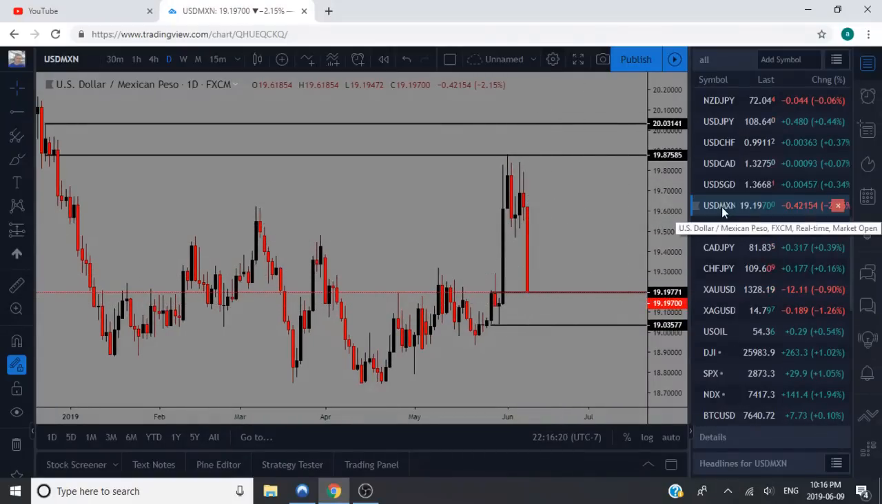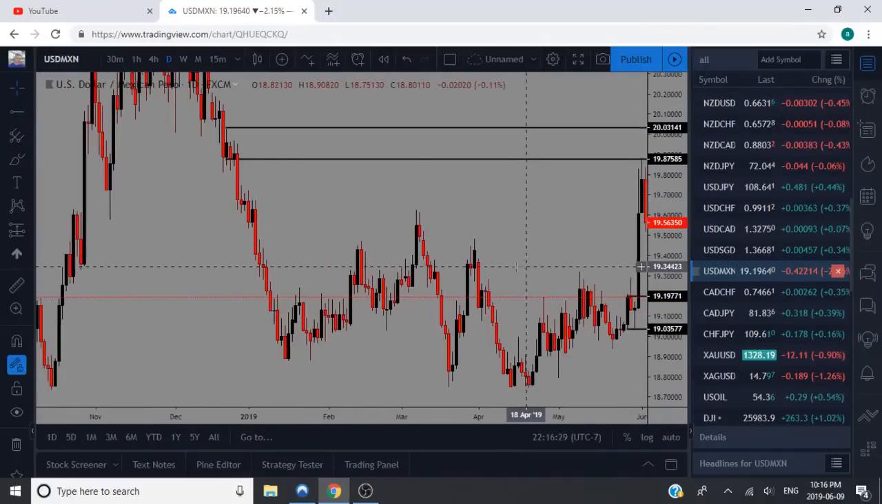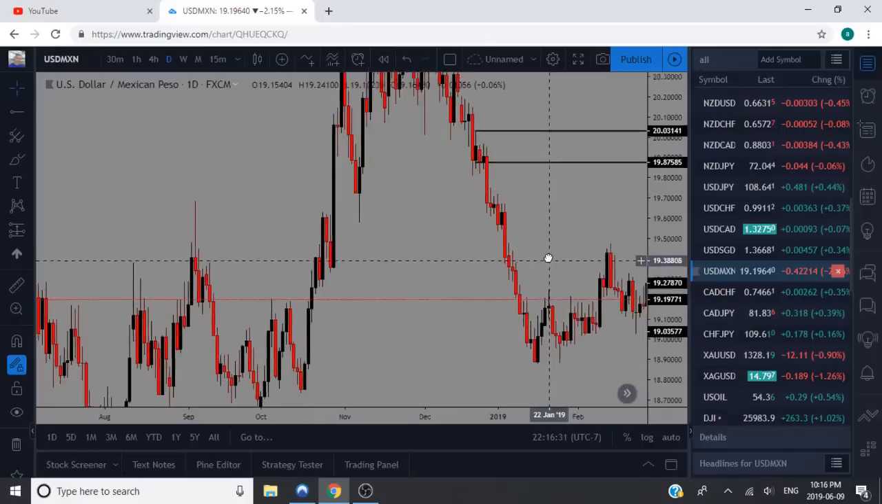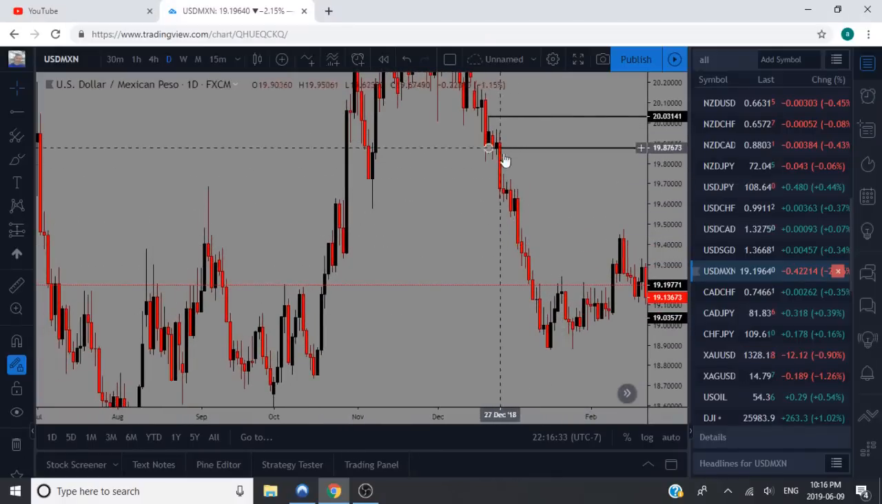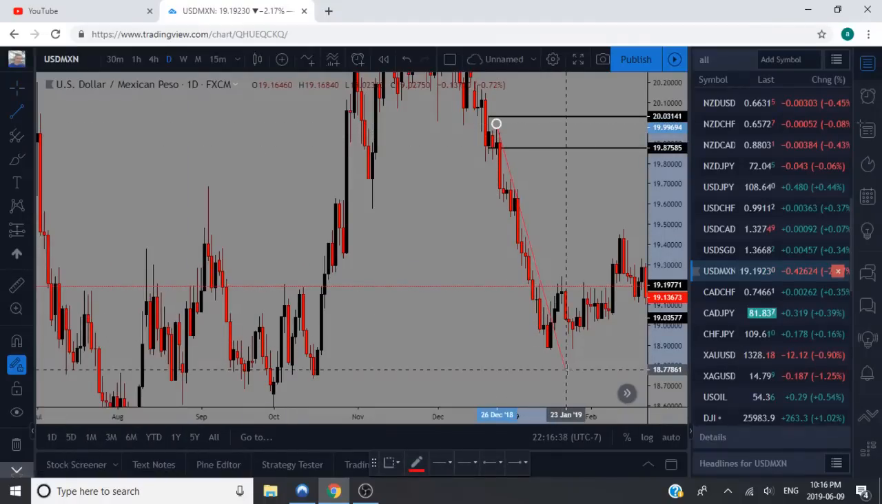I don't trade the USD Mexican. It's just so sporadic. It's unpredictable in my opinion. I don't like touching it. I just like kind of watching it. I was watching it because we were really exhausted on this long stretch. This is why I finally brought it into my watch list, just to keep an eye on it.